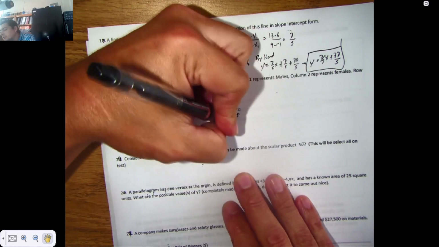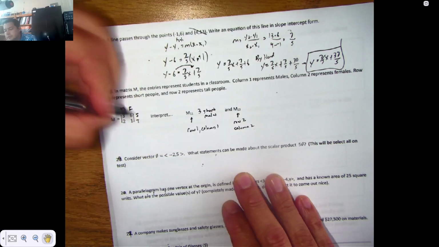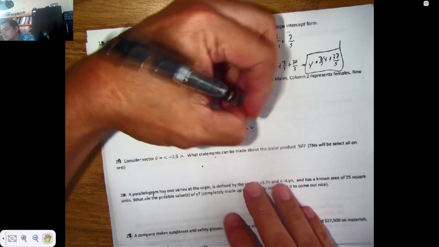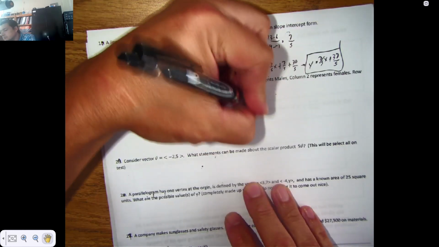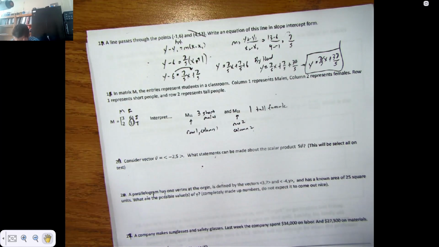M22 would be row 2, column 2. It's that guy right there. It tells me there's 1 tall female. That's an easy question. And oh my Lanta, y'all are going to screw it up. You are going to screw it up so much.